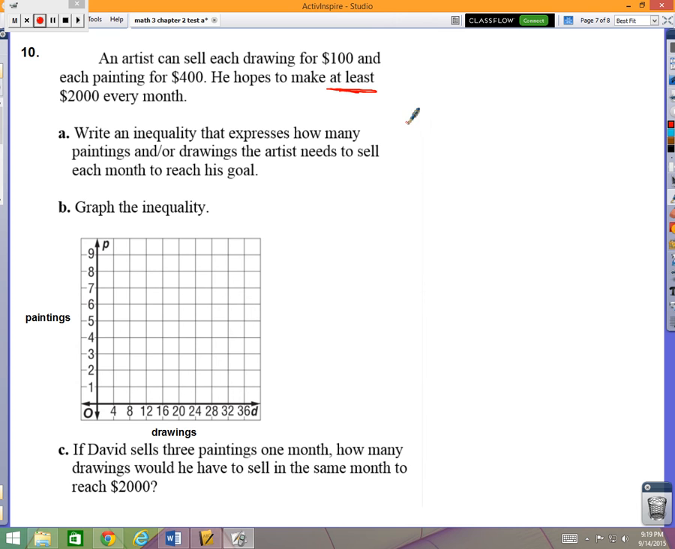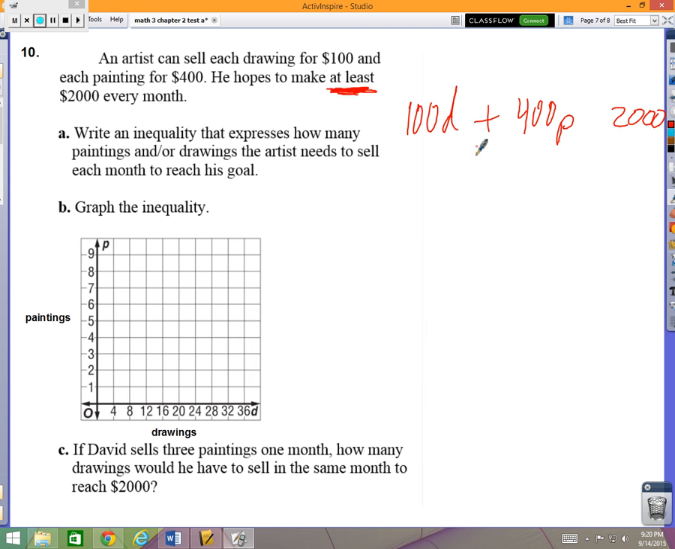So here we go. $100 for all my drawings. So if I do 4 drawings, I just do 100 times 4. So how many ever drawings you do times $100. You take that income, you add it to the income from his paintings. That's $400 he's getting for every painting. And if you add those two, it's going to equal at least $2,000.